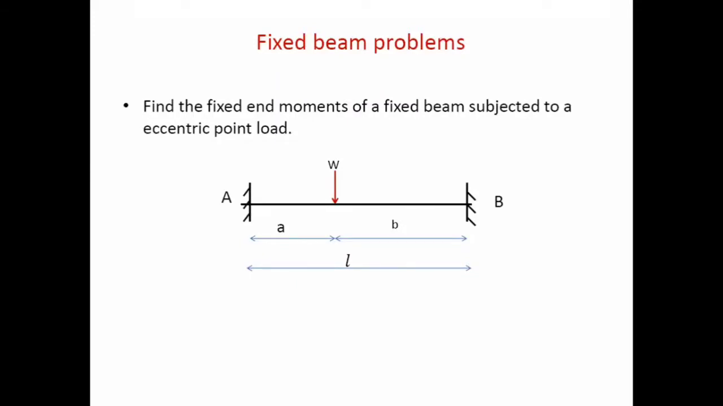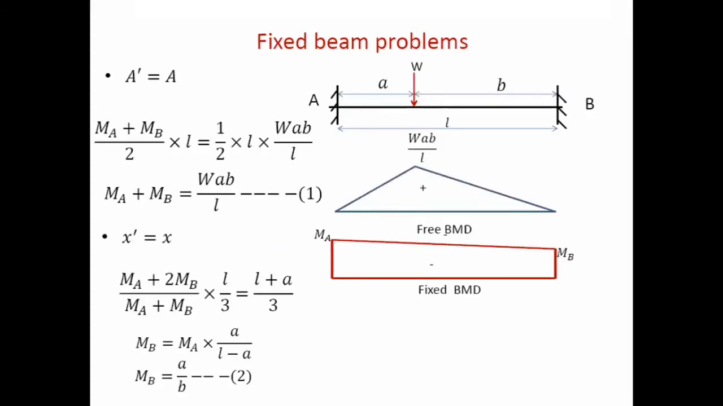MA and MB. So we will go with the same approach. Area of free BMD is equal to area of fixed BMD, and centroidal distance of free BMD is equal to centroidal distance of fixed BMD from support A. Okay, in both the cases. So this is how the total thing goes. I'll just explain one by one.